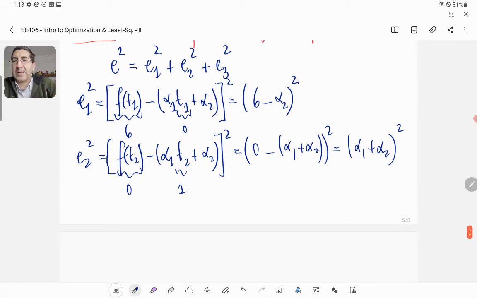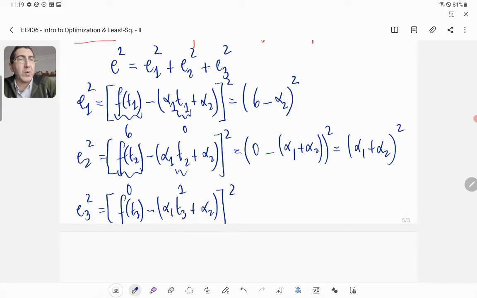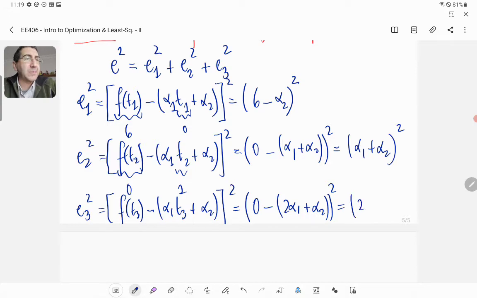Finally, let me write E3 squared. Again, f at T3 minus alpha 1 T3 plus alpha 2, squared. T3 is equal to 2. So I have, again, 0 from f at T3, minus 2 alpha 1 plus alpha 2, squared. So this is simply 2 alpha 1 plus alpha 2 squared.